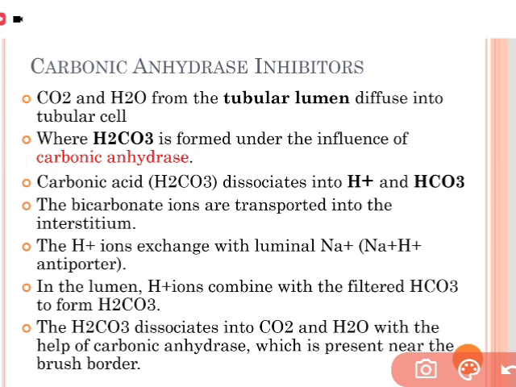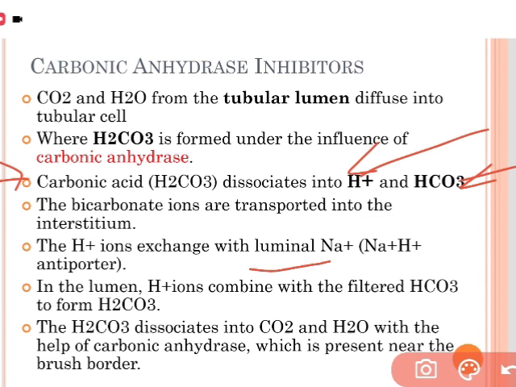Now this carbonic acid dissociates into H+ and HCO3-. H+ is a hydrogen ion and HCO3- is a bicarbonate ion. It splits, or dissociates. Now this bicarbonate ion is transported into the interstitium, or blood, and this hydrogen ion exchanges with the luminal sodium with the help of the sodium hydrogen antiporter.